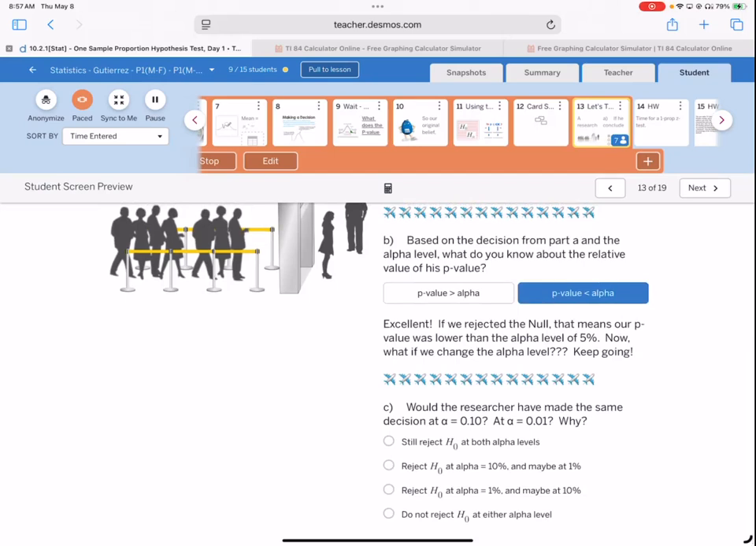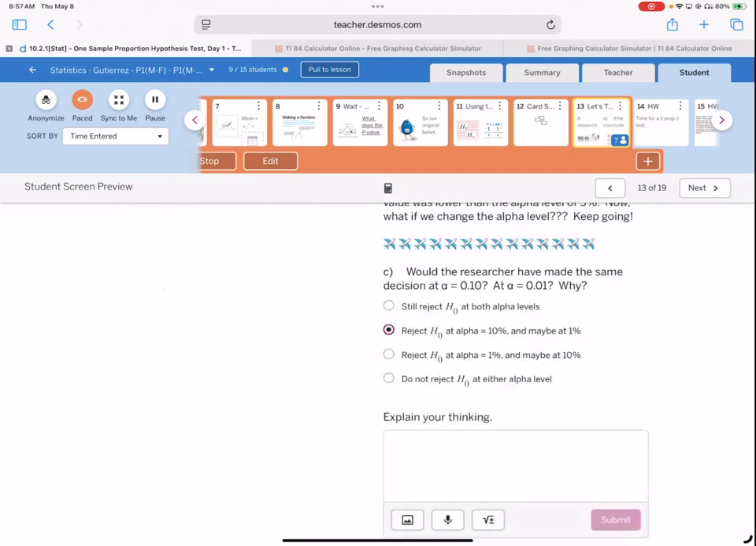Would the researcher have made the same decision if alpha was 0.10? This is a little bit more of an advanced question. If it's less than 0.05, would it be less than 0.10? Part C. Yes, if it's less than 0.05, then it's going to be less than 0.10. So we would still reject at 10%. But we don't know if it's going to be less than 1%. We know the p-value is less than 0.05, but since we don't know the actual value, we know it's still less than 10%.